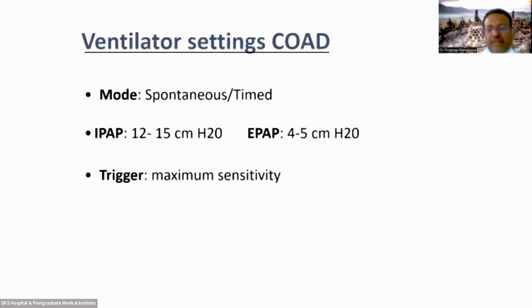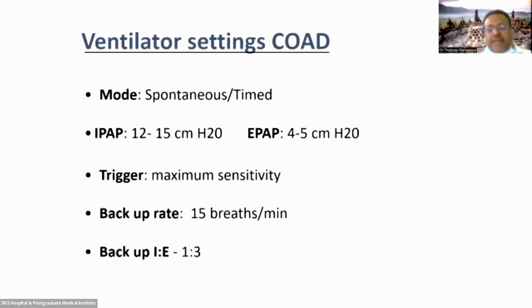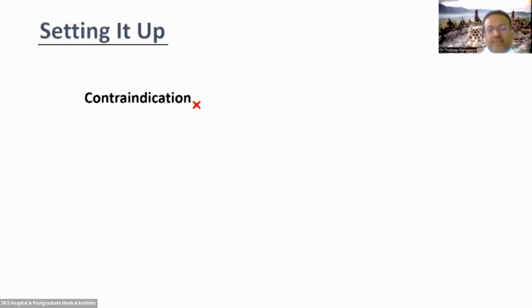If someone is obtunded, who is not taking enough breaths, we put the sensitivity much lower, because you need it to be triggered for any breath that they initiate. And the backup rate we put at around 15 breaths per minute. So these are the initial settings, and the backup inspiratory expiratory ratio we put at 1:3. So these are some of the basic settings that we put on the ventilator.